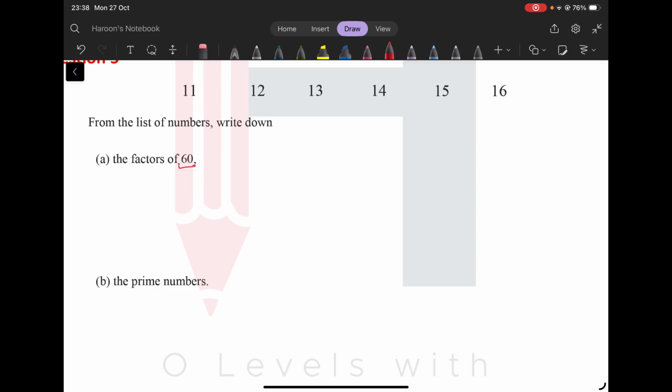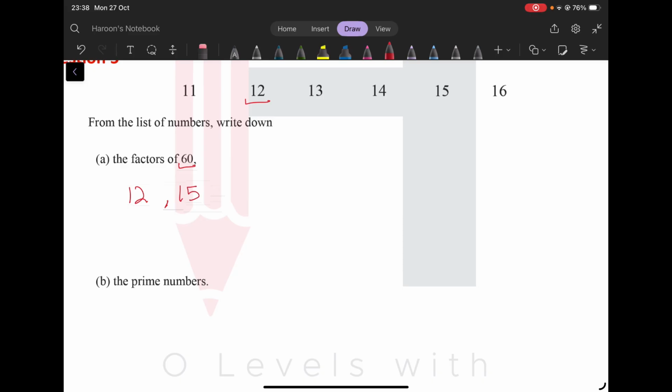So over here we'll just look at this list. You see 12. Is this in the 60 table? 12 times 5 would be 60. So 12, yes. Not 11, not 13, 14 either. 15, yes. 15 times 4 would be 60. So I'll write 15 as well. So these are the factors: 1 and 12 and 15.